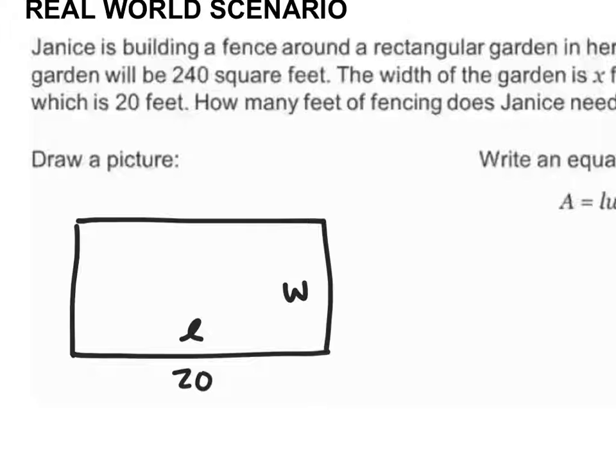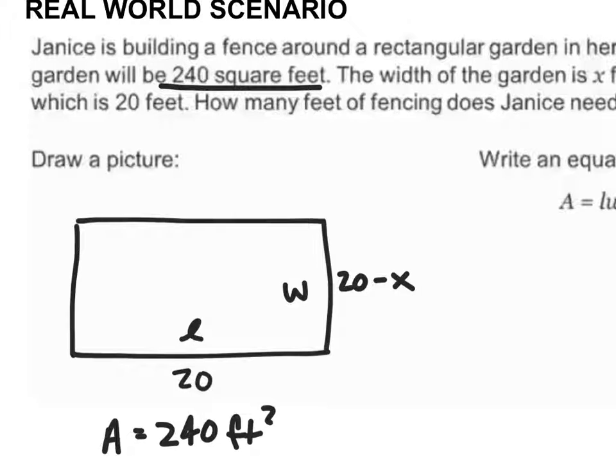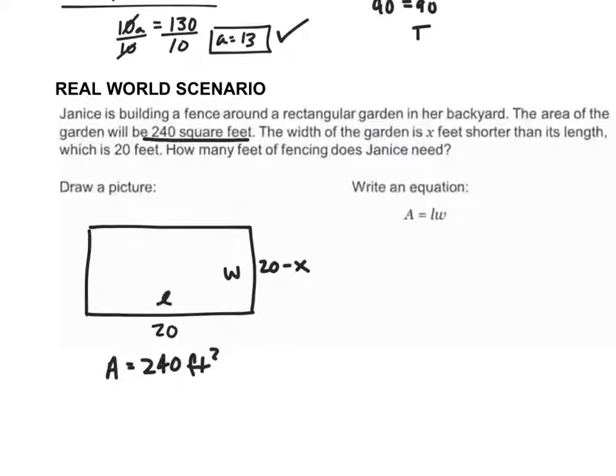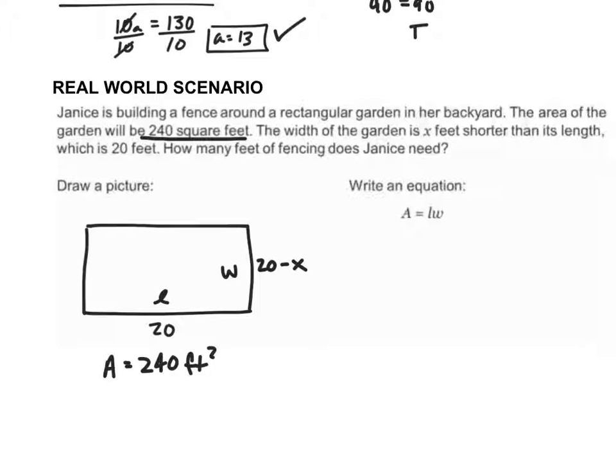my width is going to be 20 minus X. Now, the other thing I know is that my area is 240 square feet. So my area is equal to 240 feet squared.